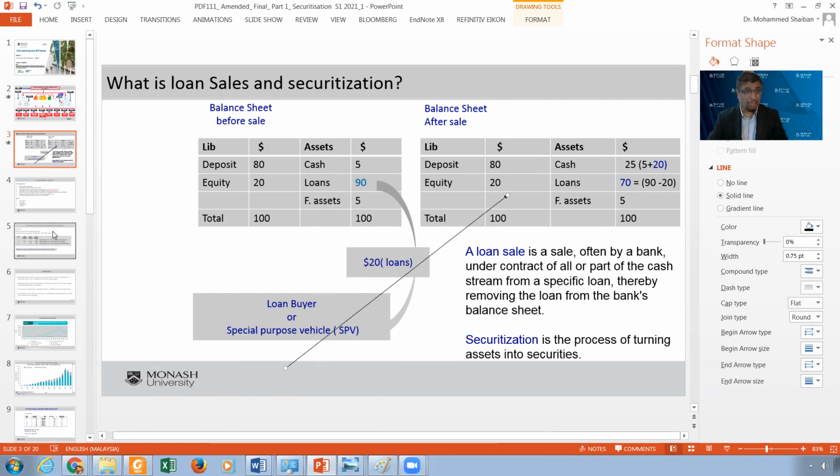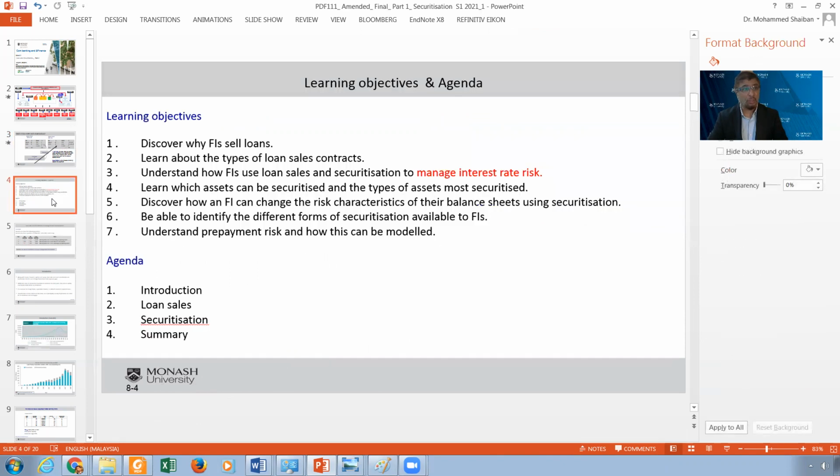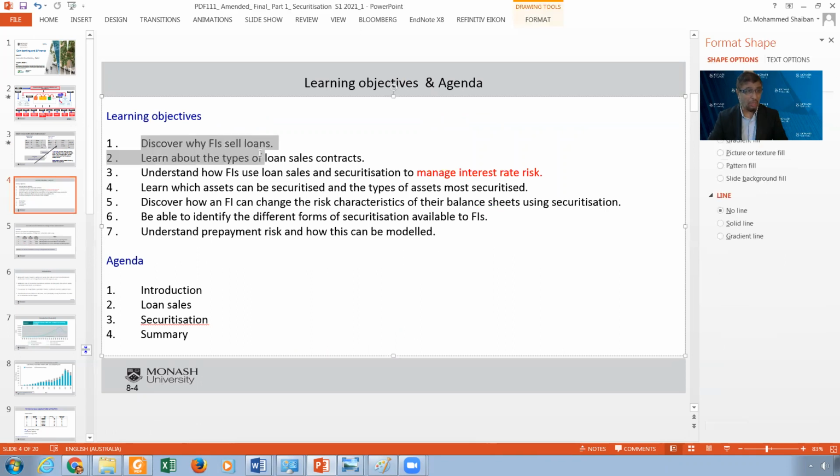But the most important thing is the interest rate risk. Let me go now to the learning objective. We want to discover why we sell loans. We sell loans for many reasons, but the main one is to manage our interest rate risk. This is the first part, which is the 20 slides, and I will talk about the second part, which is securitization.